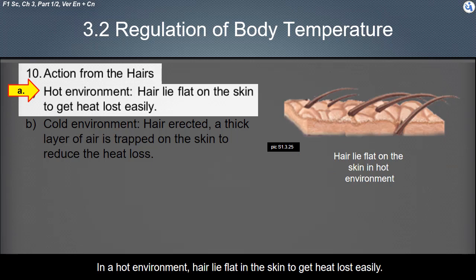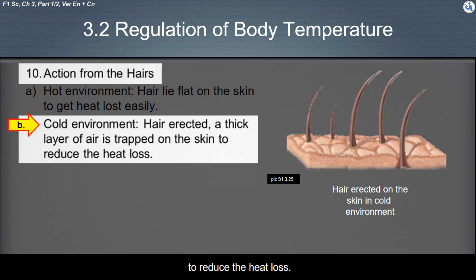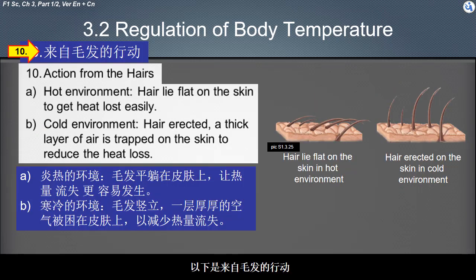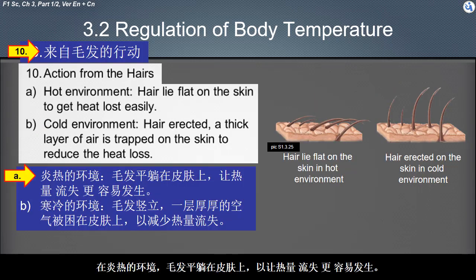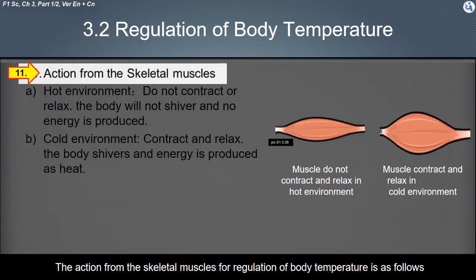In a hot environment, hair lies flat on the skin, to get heat loss easily. In a cold environment, hair is erected, a thick layer of air is trapped on the skin, to reduce the heat loss. The action from the skeletal muscles, for the regulation of body temperature, is as follows.